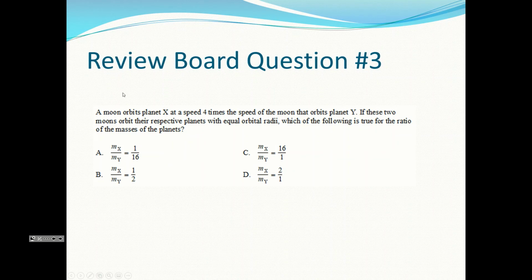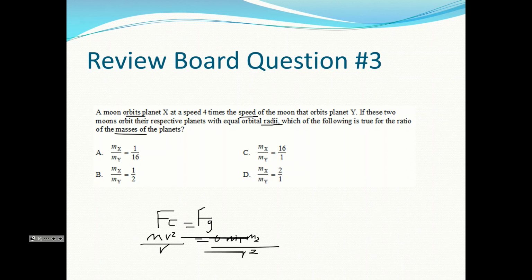Okay, in this one, a moon orbits planet X at a speed 4 times faster than the moon orbits planet Y. If the two orbits are of equal radii, which is true for the ratio of the masses? So we're talking about speed, we're talking about orbiting, we have radii in here, and masses. So orbiting, always going to be this, right? Fc equals Fg, because they're talking about speed, we can use mv squared over r equals G m1 m2 all over r squared.